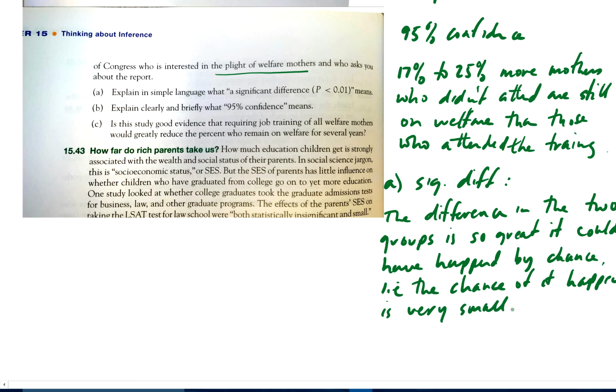In fact, the chance of having that difference is the p-value. That's the chance of getting your extreme value, the p-value, which is 1%. So you've got a 1% chance of this happening. So that's what we mean by a significant difference. That means the difference is so great it couldn't have happened by chance. In other words, there's some reason for it. It's significant. There's a reason for it. Okay, so that's that.